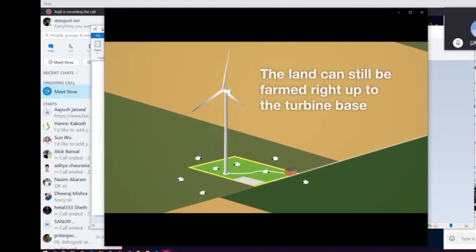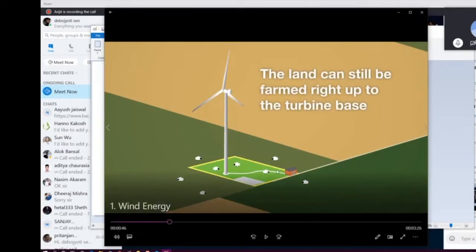Okay. And the base can be used for vegetation, except the wind turbine part, the base is not wasted. So you can use it for agriculture or vegetation purpose.